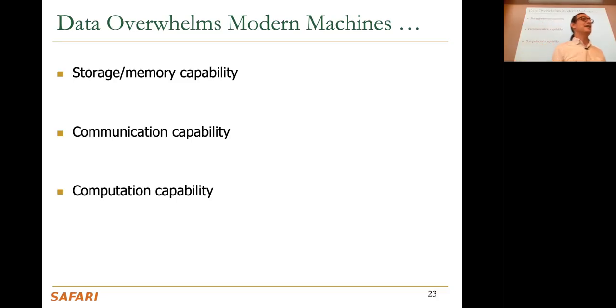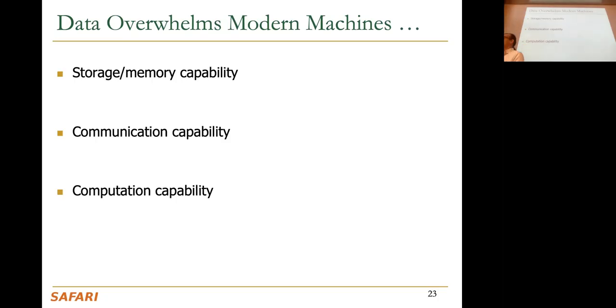That shows that data today overwhelms modern machines. It overwhelms the storage and memory capability because we actually need even more storage, bigger storage to store the data. And there's no end to this, it seems. And it overwhelms the communication capability. As I said, we're moving data all around at the micro scale and the macro scale. And in the end, it overwhelms the computation capability.